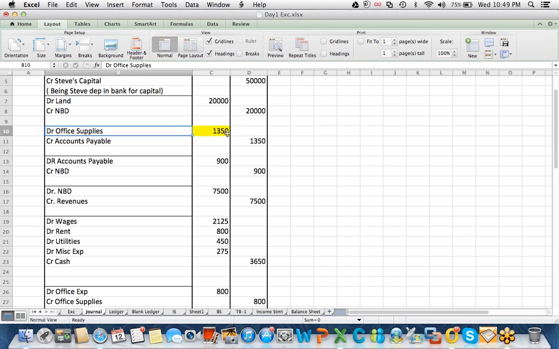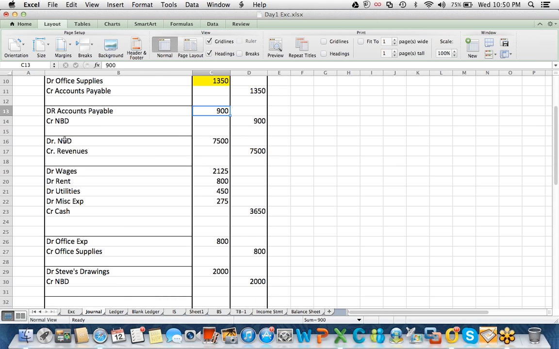And we purchased some office supplies amounting to 1350. We did not pay for them. Therefore, it is accounts payable. If we had paid by cash, it would have been taken as cash, or if issued by check, it would have been written as NBD. And at a later date, you paid a partial amount, 900 out of 1350.